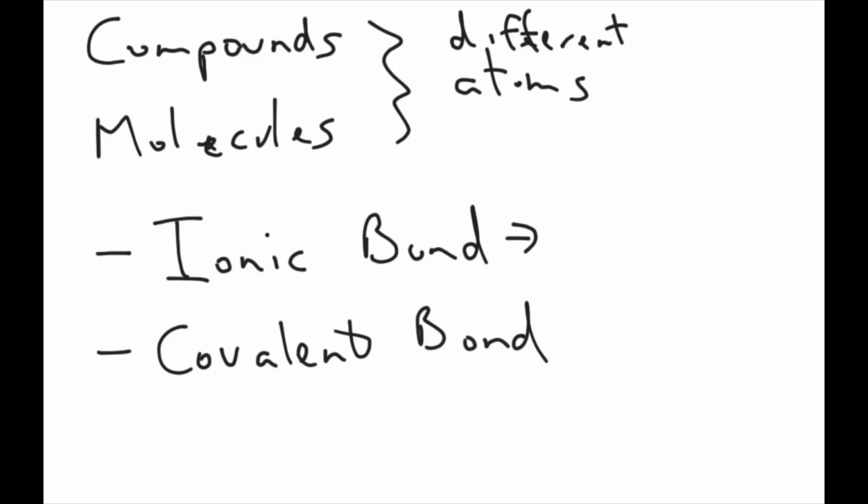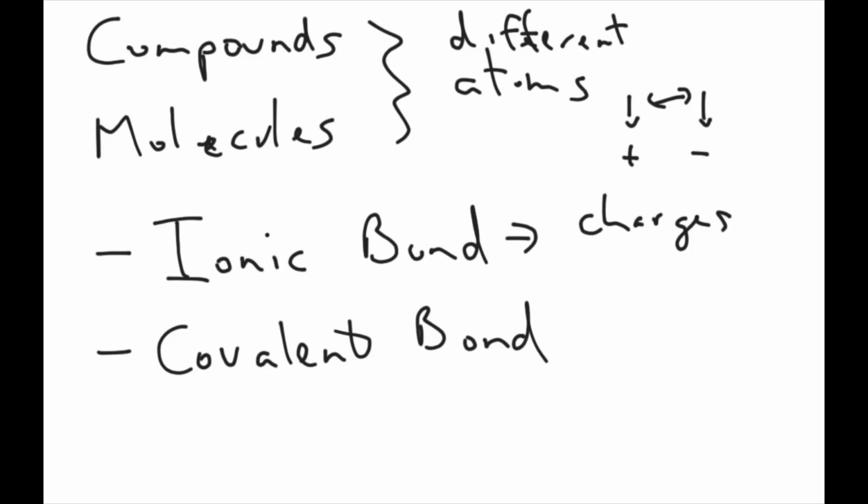Ionic bond means that you're going to get charges involved. You have to have positive and negative charges. This is the ion. So there's a positive ion and a negative ion, and the two of these things attract each other very, very strongly. That is an ionic bond.